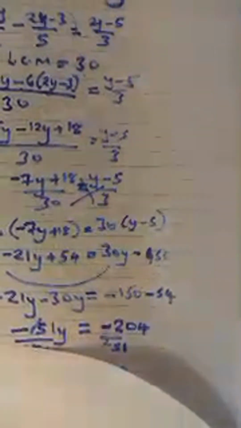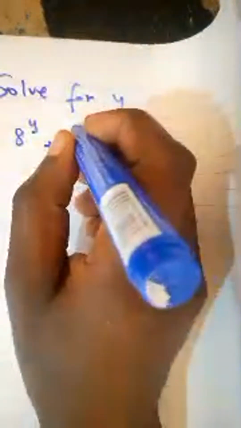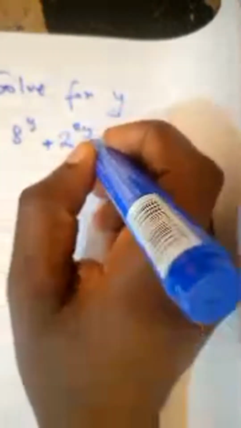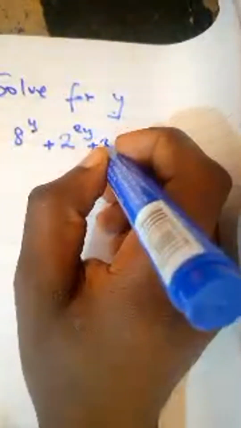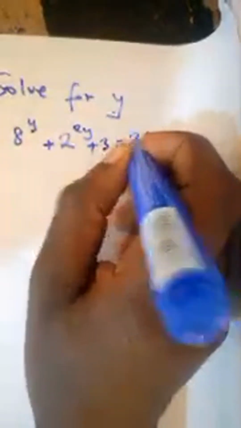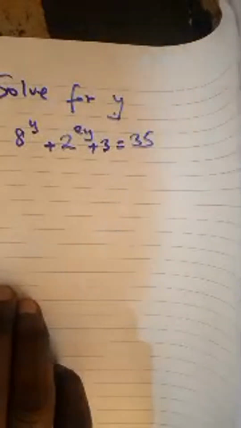Well, I have another problem here. I've been given this problem that I need to solve for y in this equation: 8 raised to y plus 2 raised to 2y plus 3 is equals to 35.